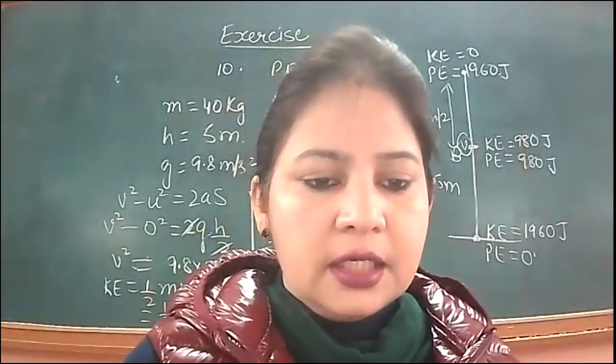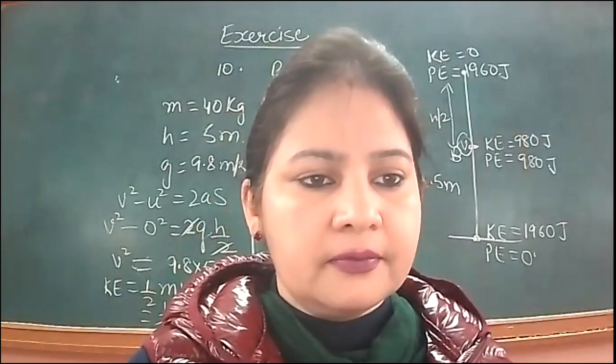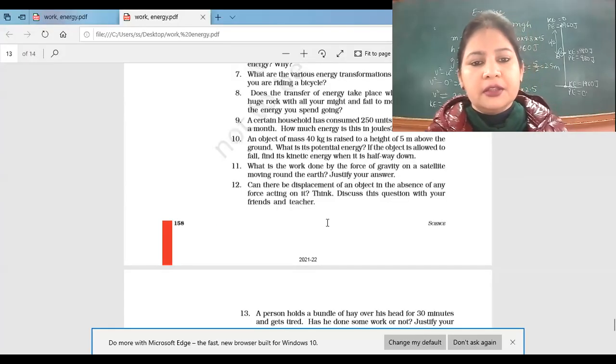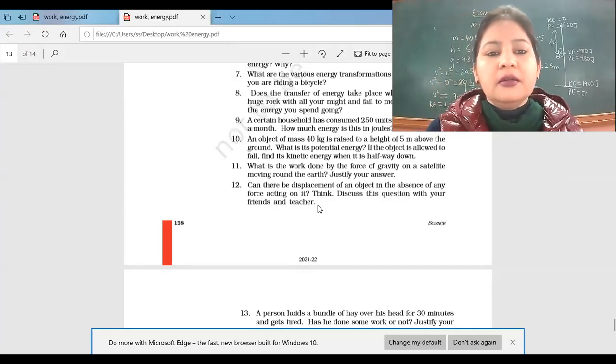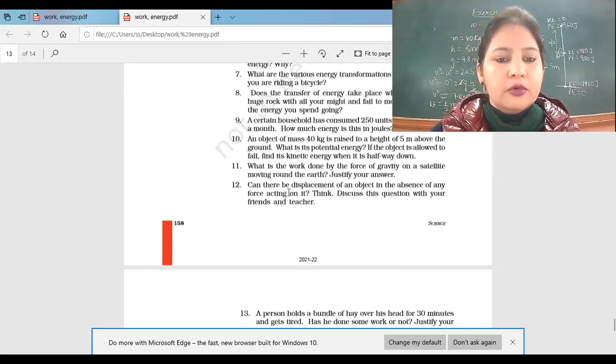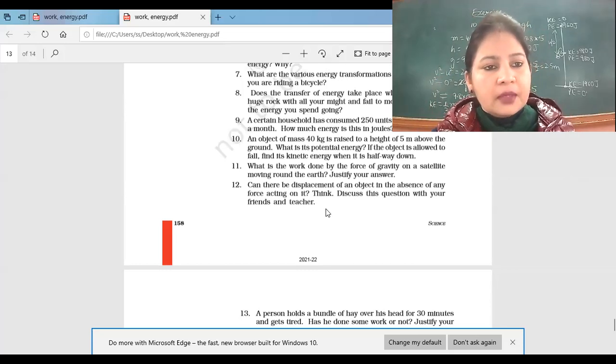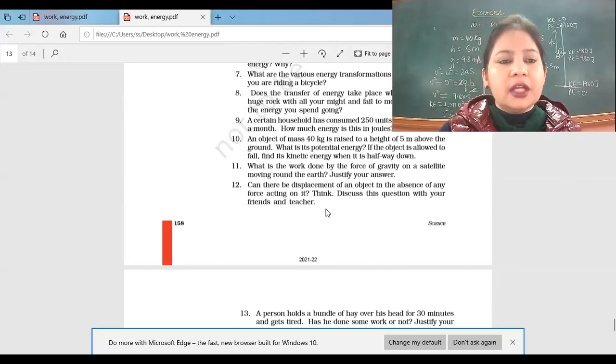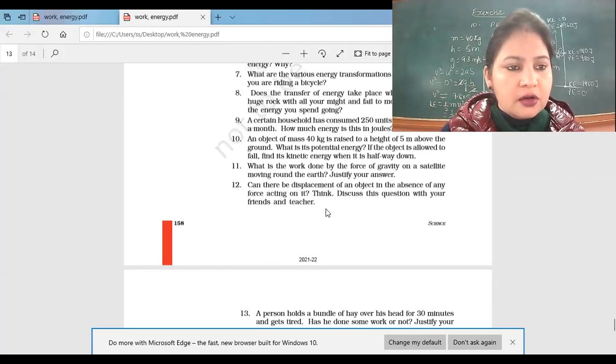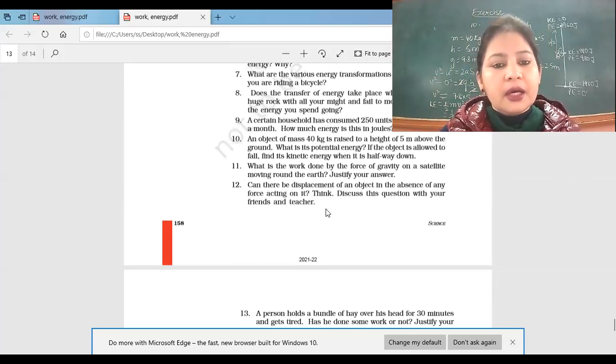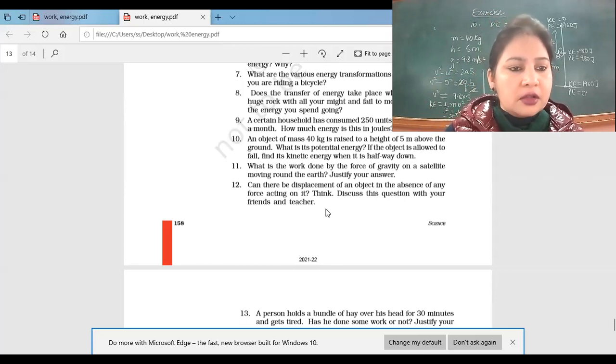Then let's see the next question. 11th, what is the work done by force of gravity on a satellite moving around the earth? Justify your answer. So that is zero, because we have already seen that work done by earth moving around the sun is zero, work done by moon moving around earth is zero. Same way, work done on a satellite moving around the earth is also zero.